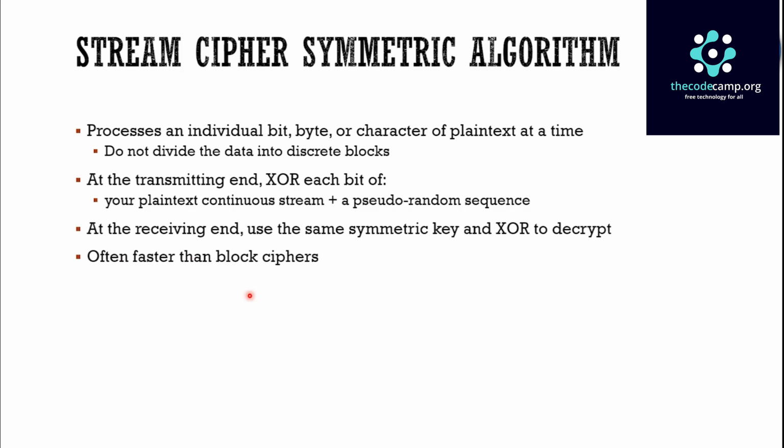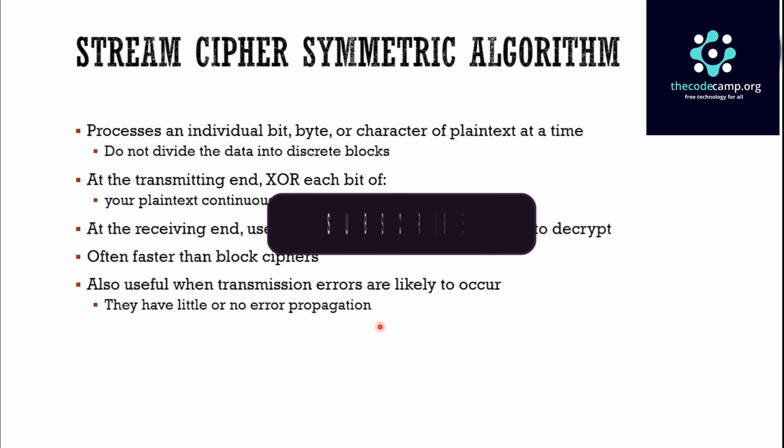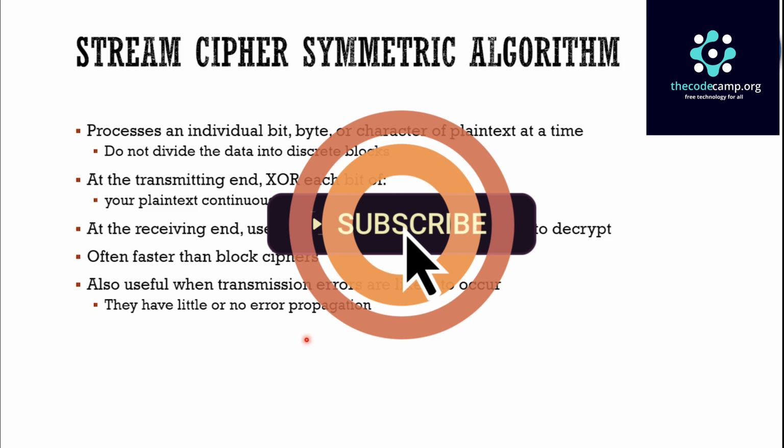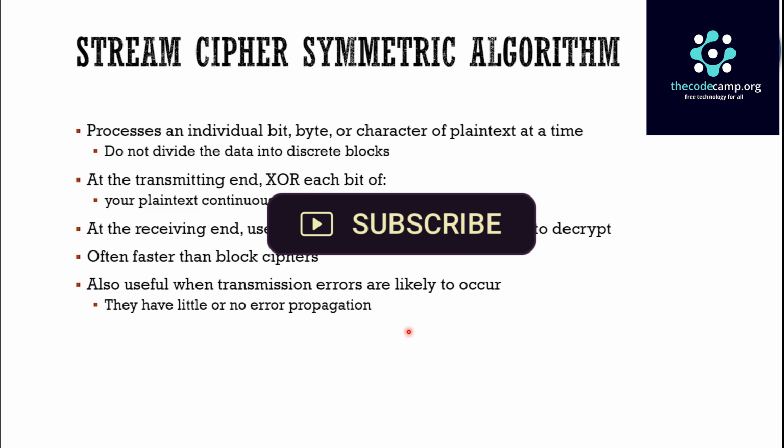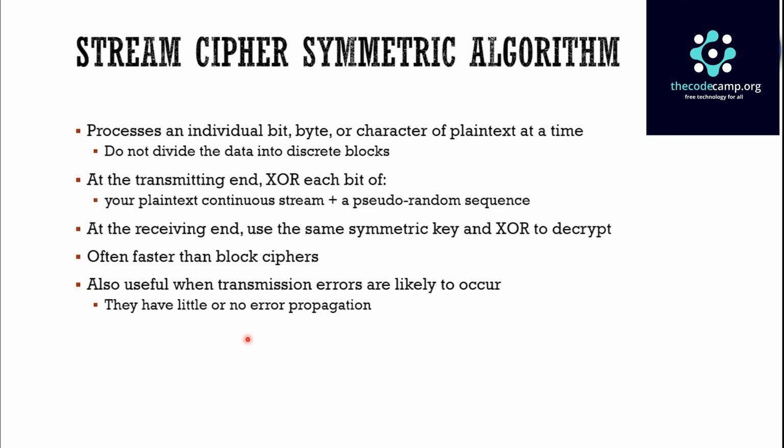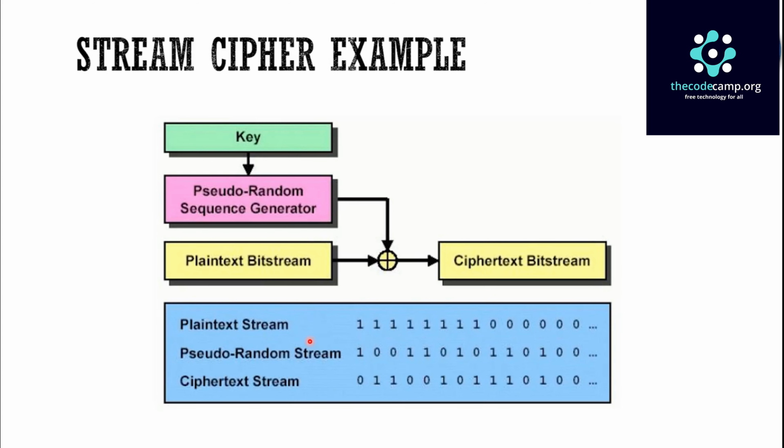It is often faster than block ciphers, and it's useful when transmission errors are likely to occur, but hey, it's okay. You have a bit here, a bit there. You know what? If we're transmitting voice or video in real time, it's okay if we have little glitches. We just keep going, as opposed to trying to send a whole file where we don't want to have any errors.